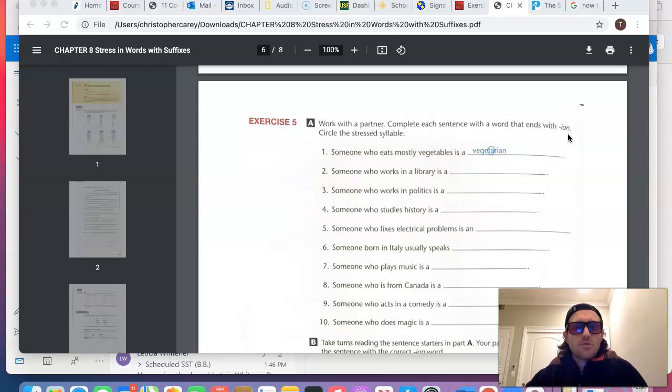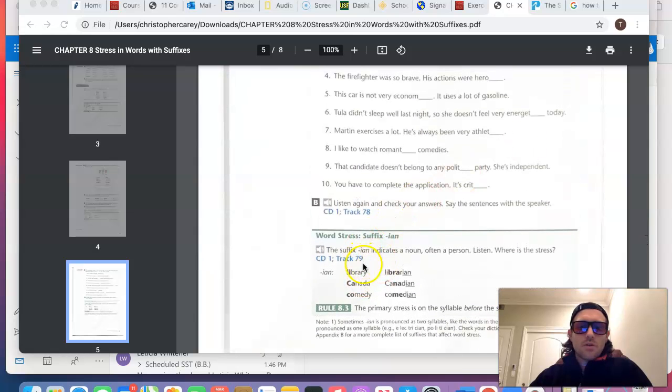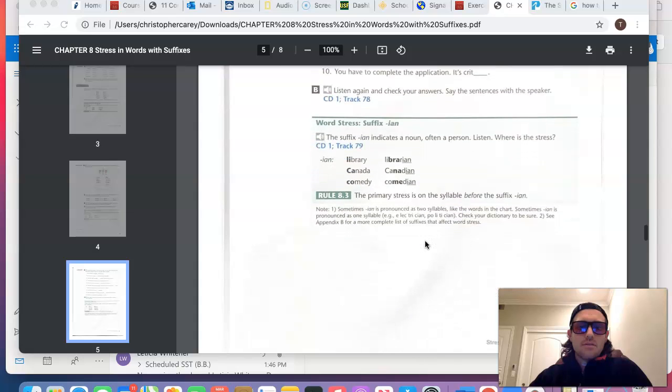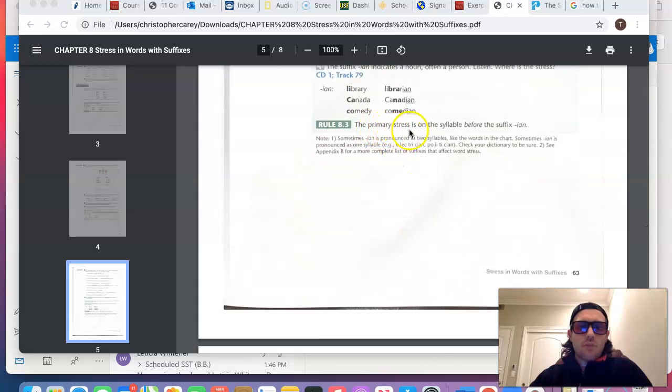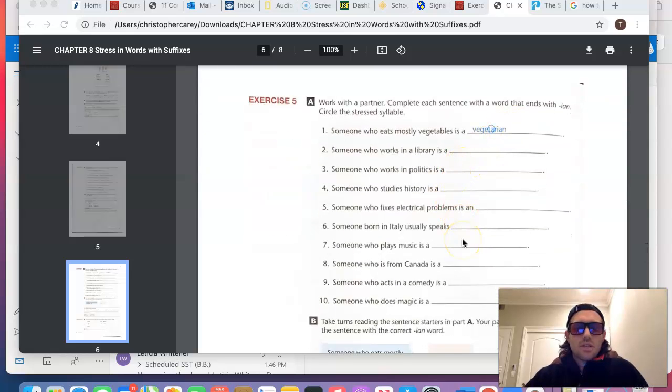And what you're going to do for this particular exercise, and you can go a little bit earlier, take a look at the pronunciation tip, suffixes that end in IAN. And notice that the primary stress is on the syllable that always comes before this suffix. So armed with that information, complete each of these sentences with a word that ends with the IAN suffix.